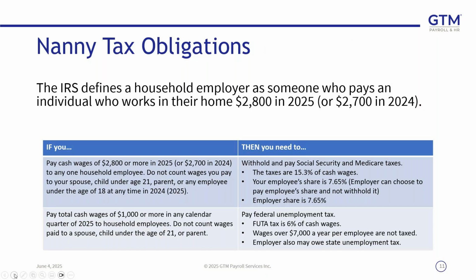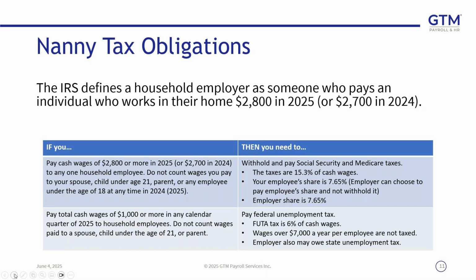For unemployment taxes, if cash wages to an employee are $1,000 or more in any calendar quarter, then the employer pays federal unemployment tax, and that's 6% of cash wages on the first $7,000 of those wages. An employer may also owe state unemployment taxes. They may be able to take a credit against their federal unemployment tax if they pay state unemployment. It could be as much as 5.4%, which would really reduce the amount owed for federal unemployment.